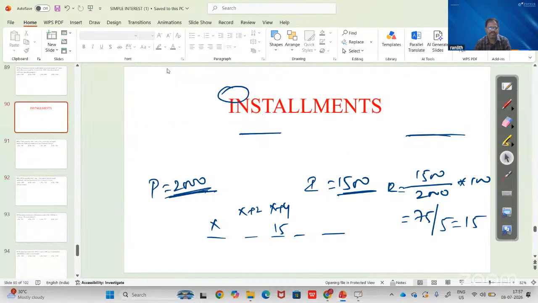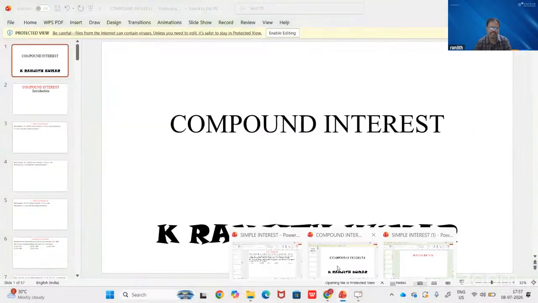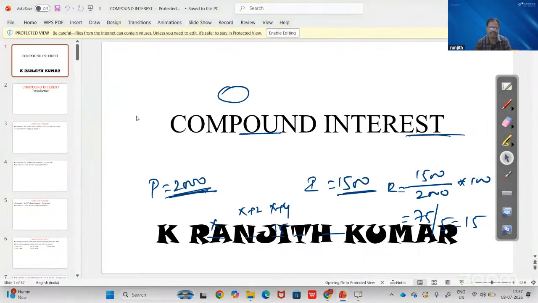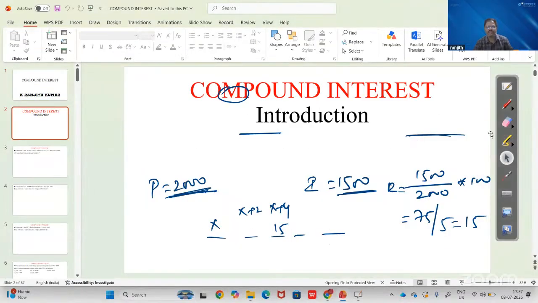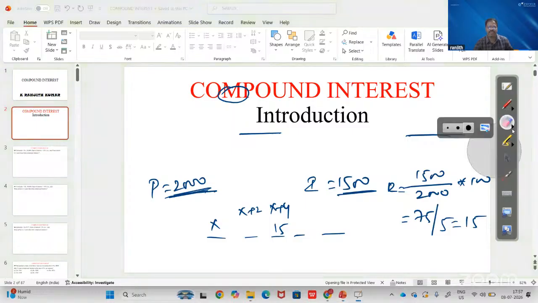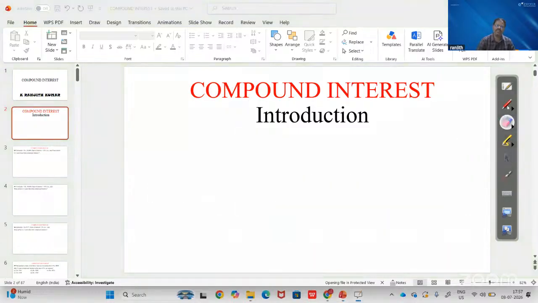So we'll see installment after compound interest. Next, compound interest. Just look at the introduction of compound interest. First of all, what do you mean by compound interest? What do you mean by compound interest?